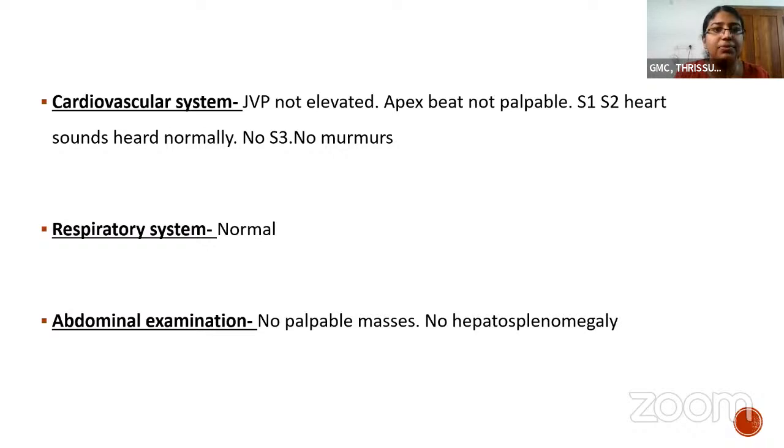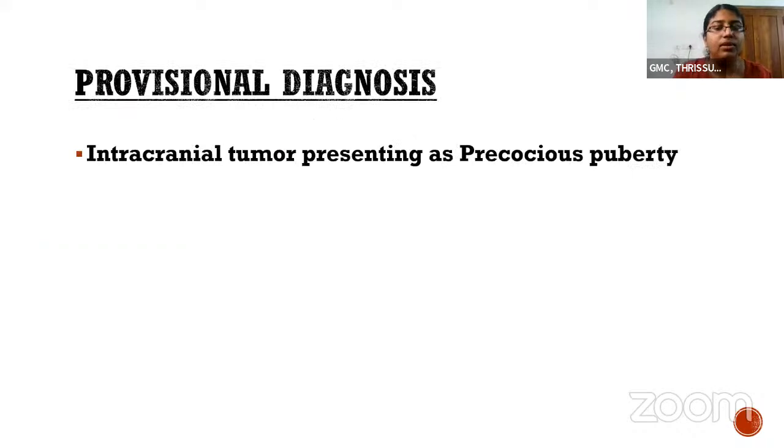Cardiovascular system: JVP was normal. Apex beat not palpable. S1, S2 heart sounds heard normally. No murmurs. Respiratory system and abdominal examination were also normal. Provisional diagnosis was intracranial tumor presenting as precocious puberty.